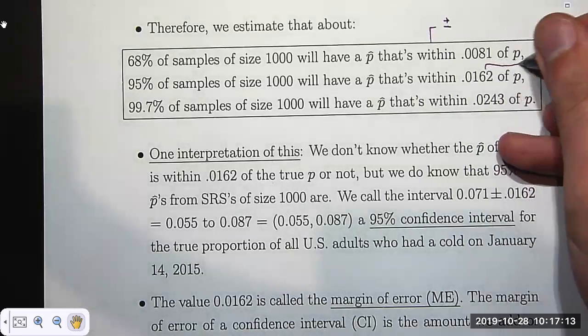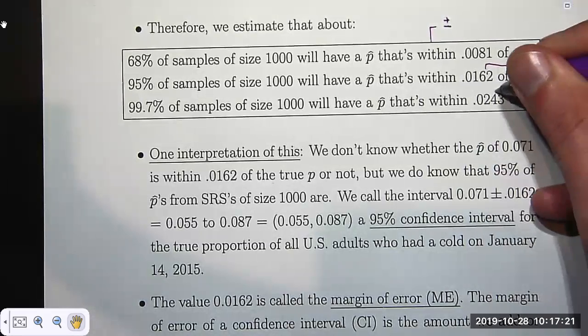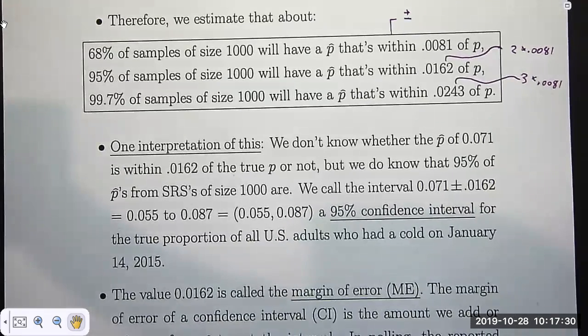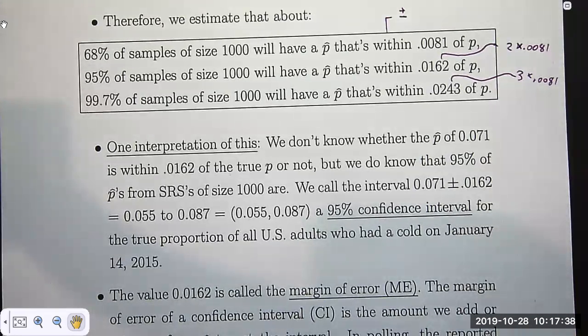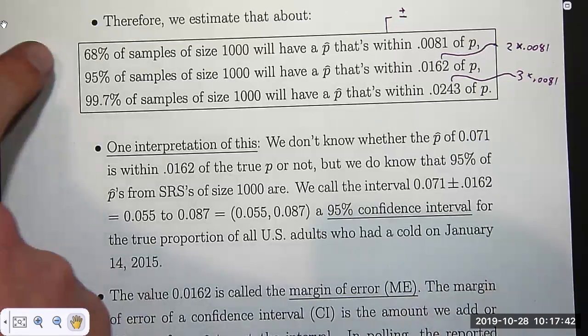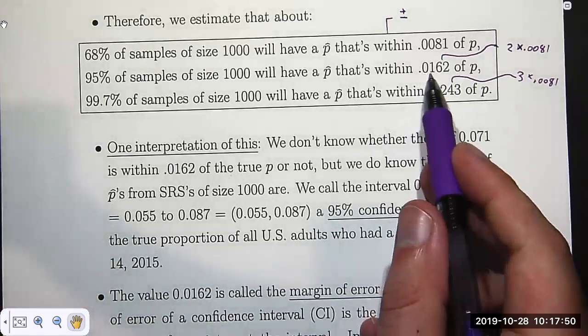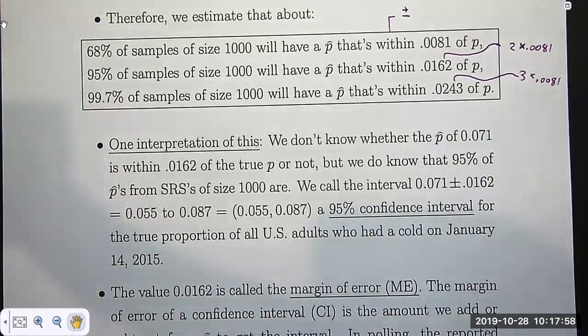And then this number is 2 times 0.0081. And then we've got 3 times 0.0081. All right. So with a wider interval here, so plus or minus 0.0162, that's bigger. We have a higher percentage of samples within that range. All right, so try to link that, make a connection there. So a wider range gives you a higher percentage of those samples.